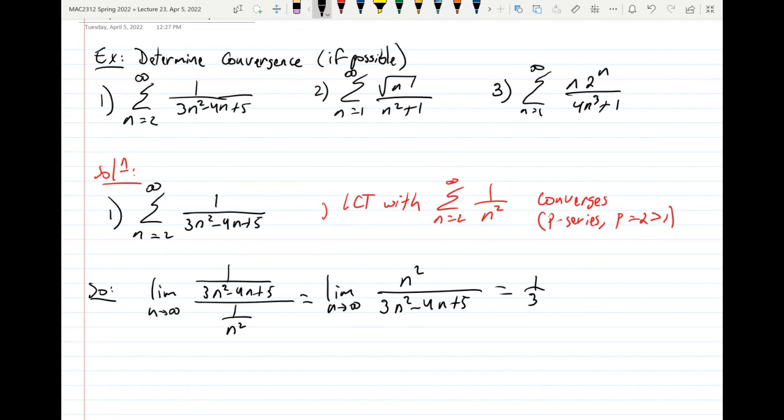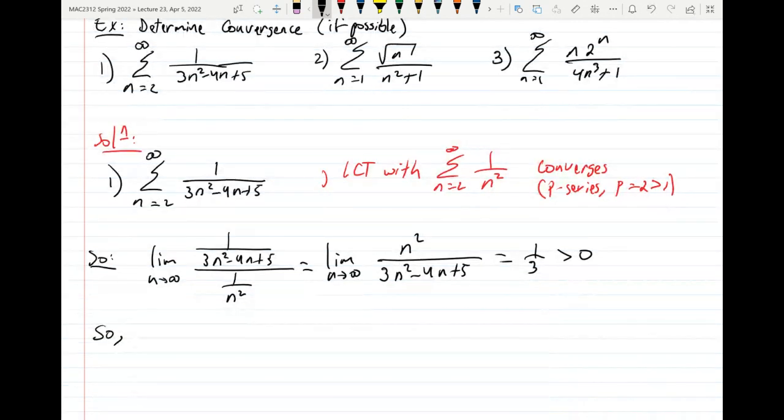The question is, can you find a p that makes this work? Yes, with p equals 2, it works. Okay? And the trick is the overall degree that it makes. Everybody understand this? So it's equal to 1 over 3. The point is that it's a positive number. So what can we deduce? The series 1 over 3n squared minus 4n plus 5 converges.